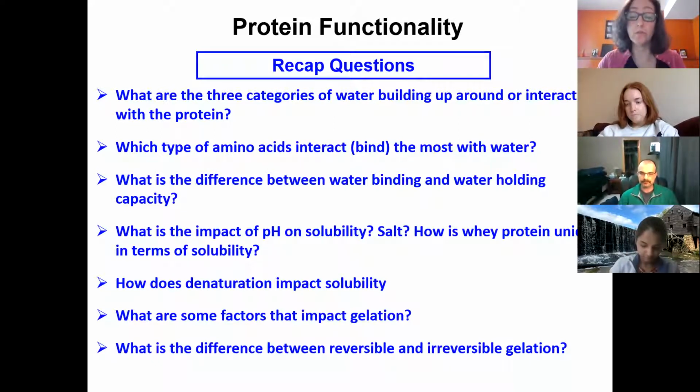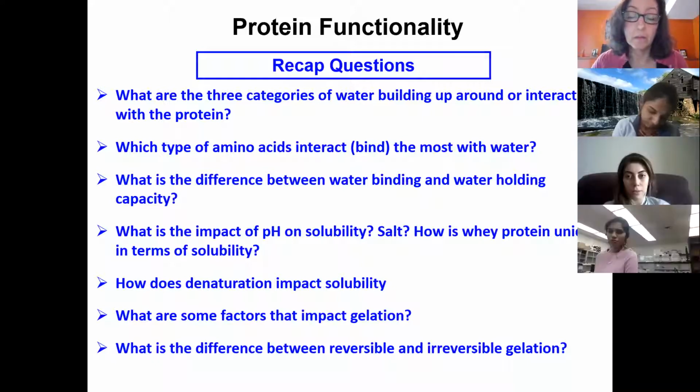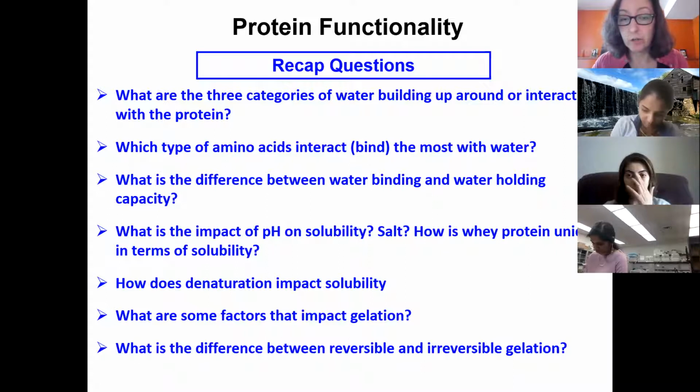Yeah, well, presence of sugar. And what else? Concentration of the protein. This is what I was looking for. There are other factors, but protein concentration is very important. Different proteins form gel at different concentrations.